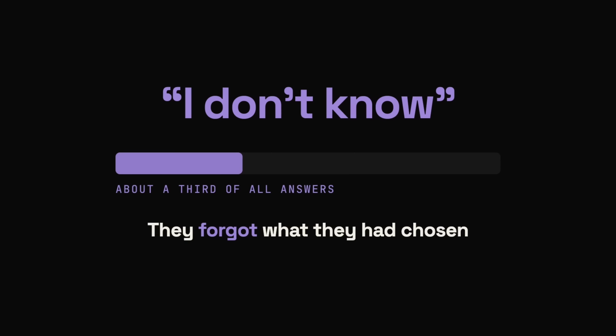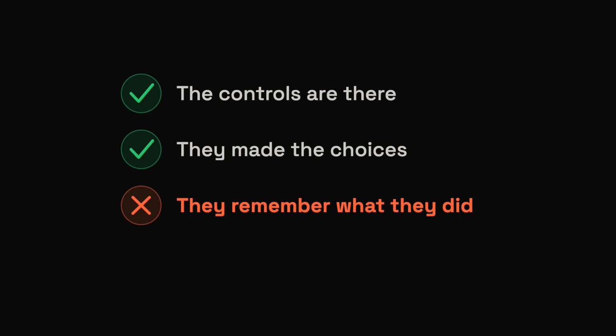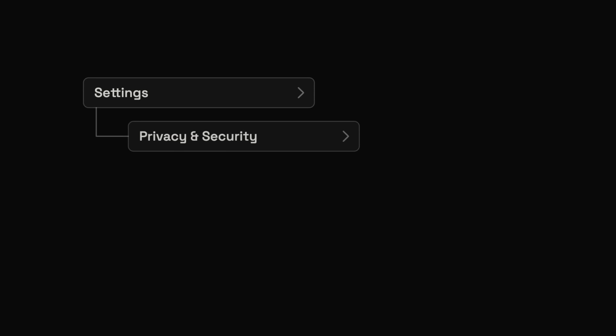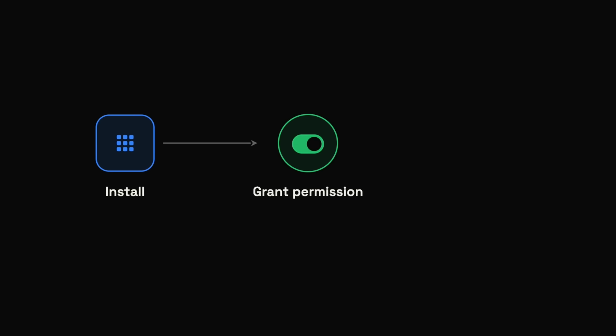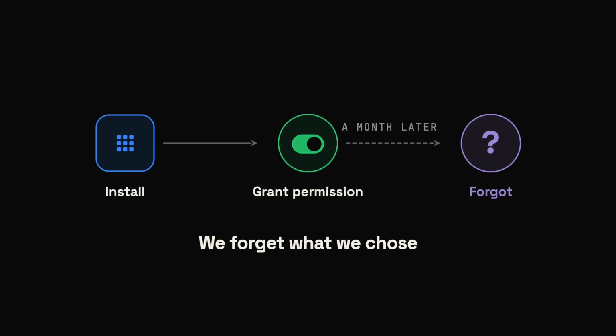It is the fact that people forgot what they had chosen. The controls are there. The decisions were made by them. But for some reason, they cannot remember what they have done. Things like this, the decisions themselves, are accessible through the settings screens, although you have to dig a bit deeper, especially on iOS, the one I know, to get to them. But this is a common thing among us phone users, where we install apps and give them permissions and then forget what we did a month later.